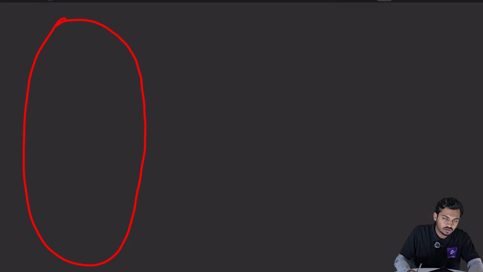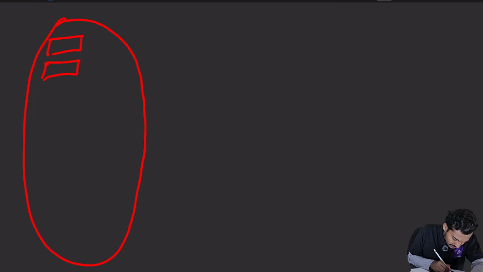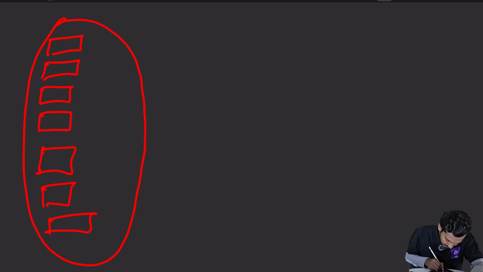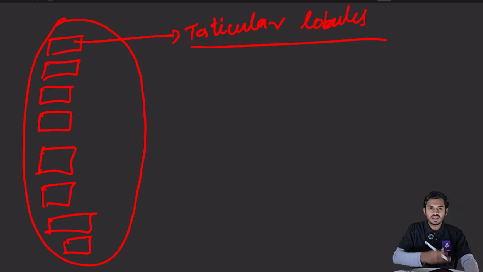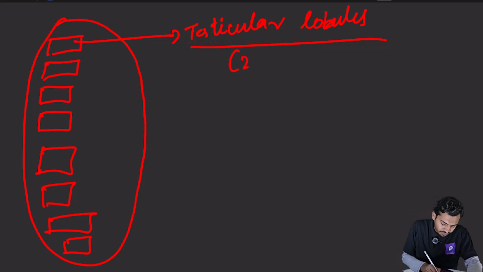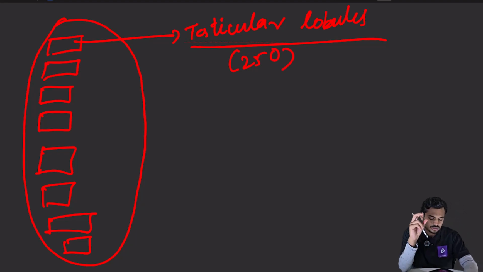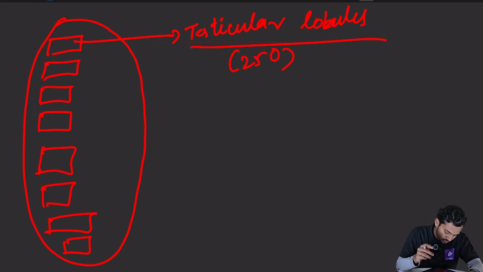So if you take the section of testis, what will you see? You will see that inside the testis there are 250 compartments, and these compartments are called testicular lobules. Understood? So if you take the section of the testis, inside you will see there are 250 compartments called testicular lobules. Understood? Now inside each testicular lobule, what will be there?